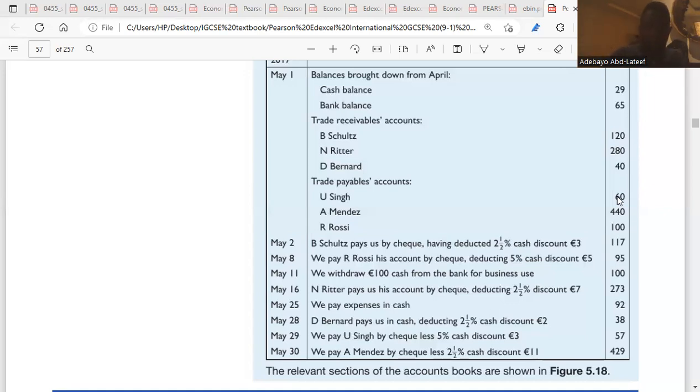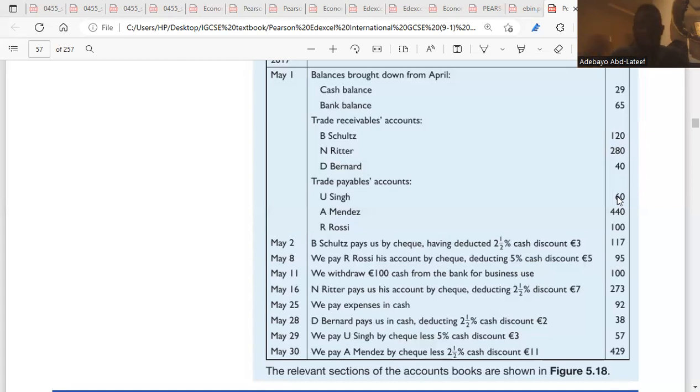So for Short's account, we're going to have the Short account: date, details, folio, amount, date, details, folio, amount. On the debit side of your trade receivables, you're going to have the balance, the total balance Short is owing us. Short is owing us 120, yes or no? That's going to be on the debit side as the total balance brought down for May 1, 120.